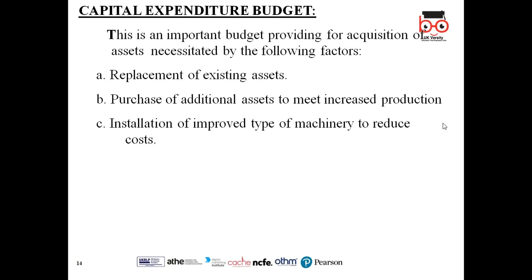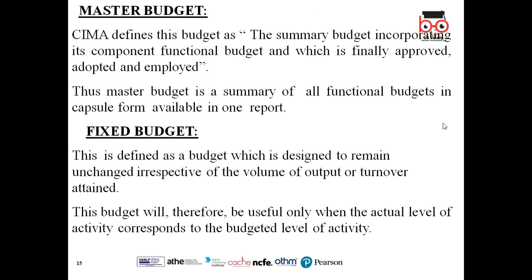So sometimes we need a capital expenditure, we need a loan, or we need to make a budget for the capital expenditure. So acquisition of the asset is selected by the following factors: replacement of existing asset, purchase of additional asset, installation and improvement. So that's all capital expenditure, like an extension, or in a school a new photocopier. So that will come under capital expenditure.